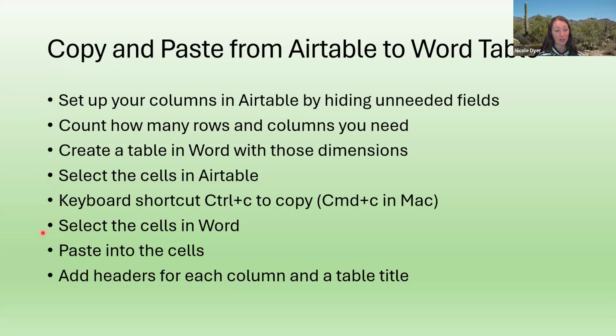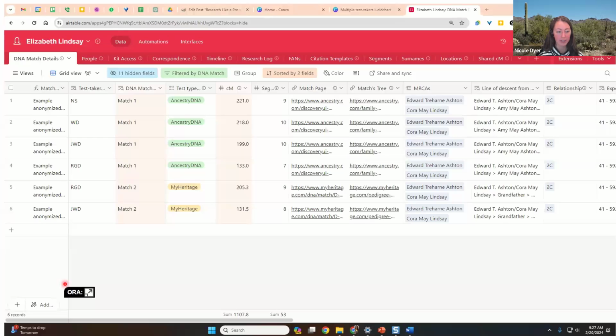Then when you get over to Word, instead of pasting, you have to first select all the cells in Word in that table and then paste into the cells. And when you do that, the cell data goes into the table. Then you'll add headers for each column and you can even add a table title. So I'll show you how that looks.